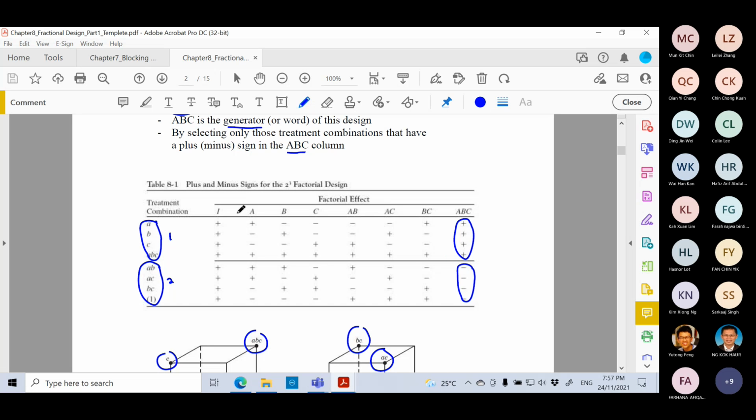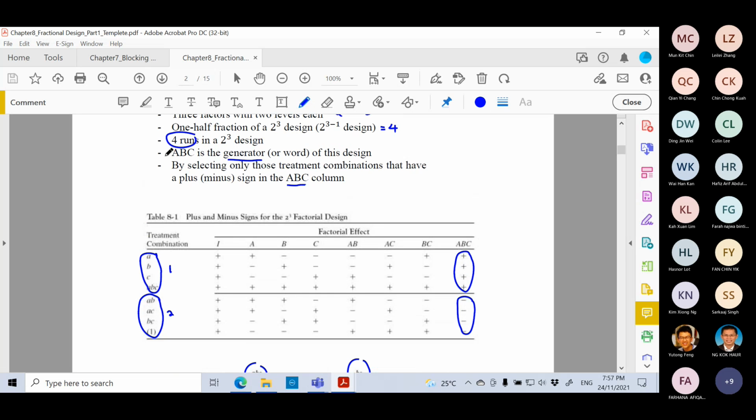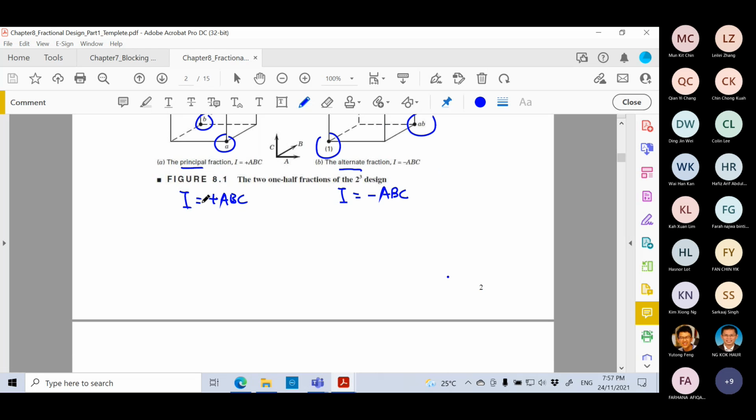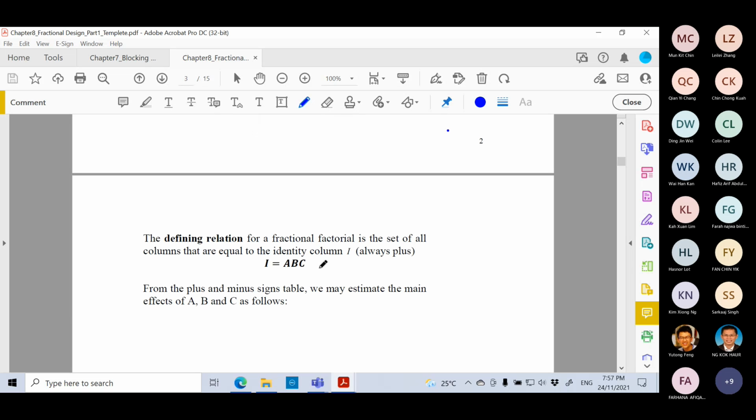Before you can know all these things, let us go through here. The I here is the defining relation, I is equal to ABC, either plus or negative. I think we stop here. So the defining relation is I equal to ABC. We put I equal to ABC here. Later on, we will use this information to get the effects, which will be combined together.